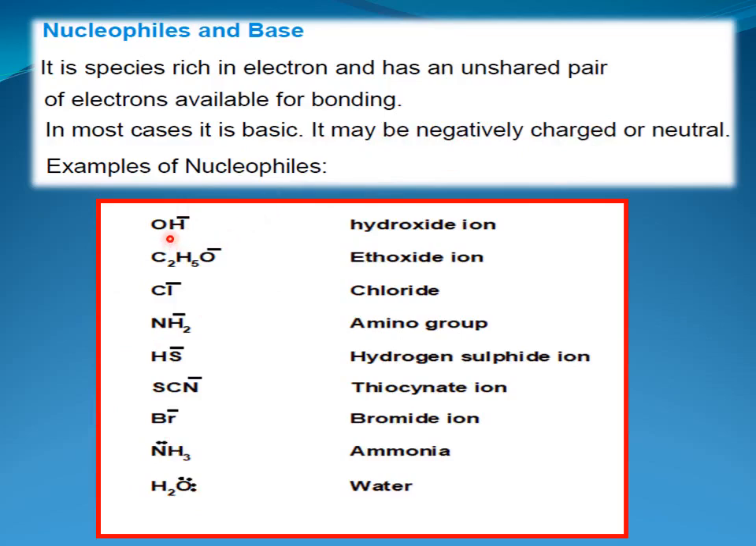Examples of nucleophiles are hydroxide ion, as you can see, OH with a negative charge, ethoxide ion, C2H5O with a negative charge. Similarly, chloride ion and amide, NH2 with a negative charge, HS negative, thiocyanate, bromide ion, ammonia. Now, ammonia and water are two examples of neutral nucleophiles. You can see NH3 has a lone pair. It can donate its lone pair to make a bond. Similarly, water can also make a bond with its lone pair.